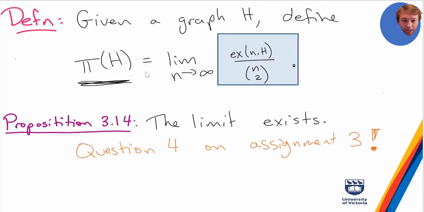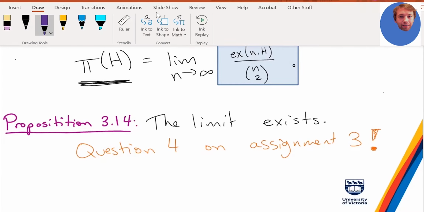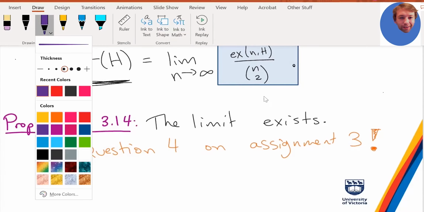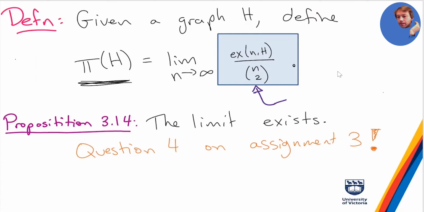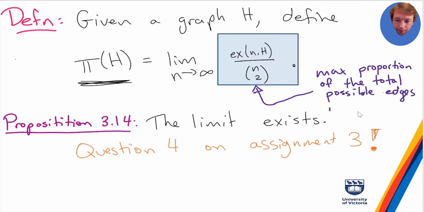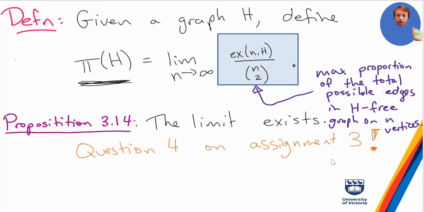For each individual n, you can think of this as the maximum proportion of the total possible edges in an H-free graph. Proportion sounds more like what a mathematician would say. H-free means it has no subgraph isomorphic to H on n vertices. And for each n, we can compute this ratio.